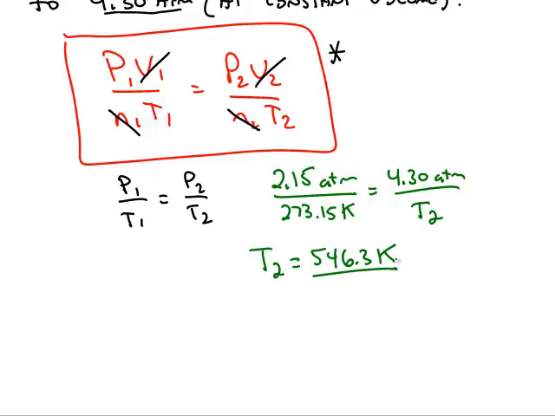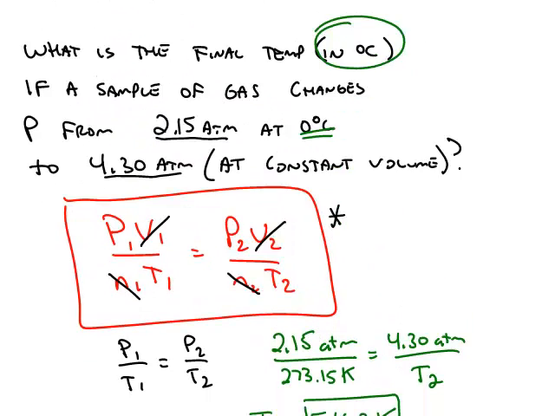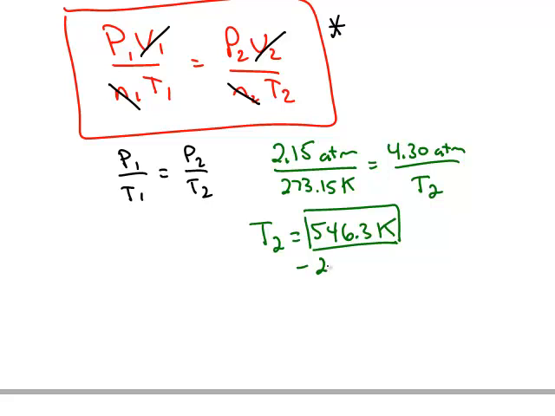546.3 Kelvin. In order to make the pressure go up, the temperature had to go up because the volume was constant. So a larger temperature than the initial makes sense. But notice the question asks for this in degrees Celsius. So now we translate back from Kelvin into degrees Celsius, and this one coincidentally is the same number as in the conversion factor, 273.15 degrees Celsius.